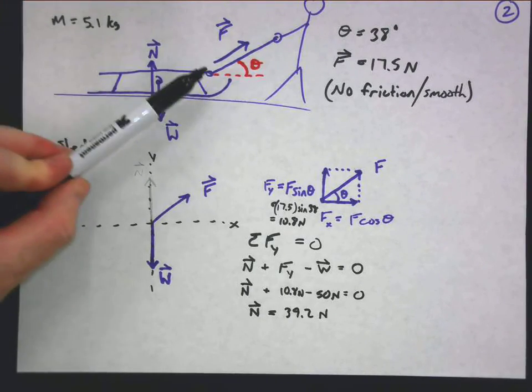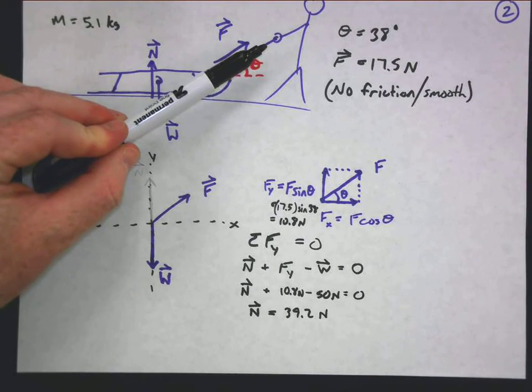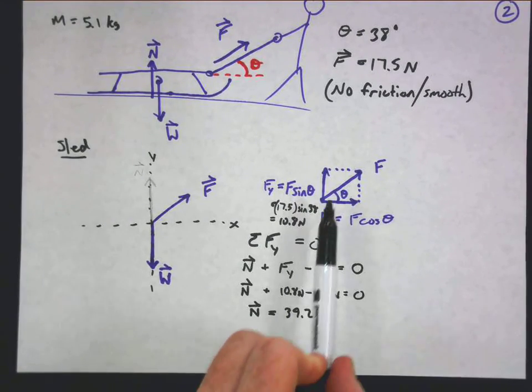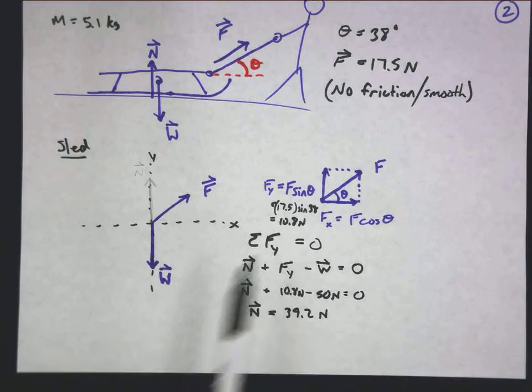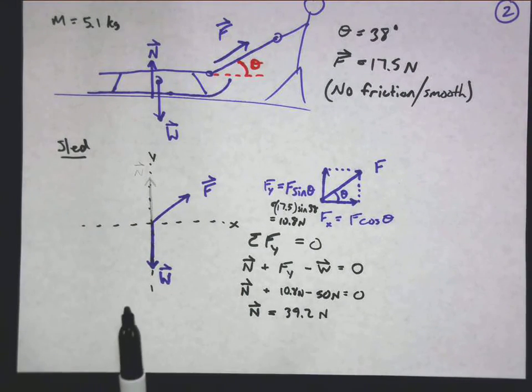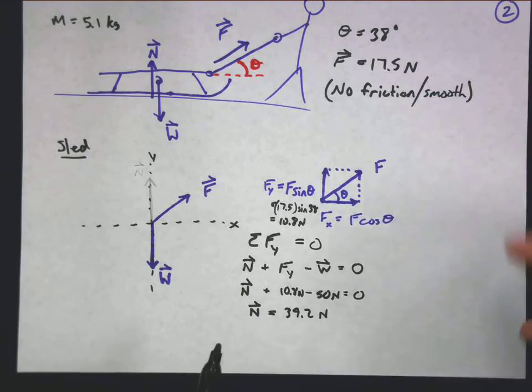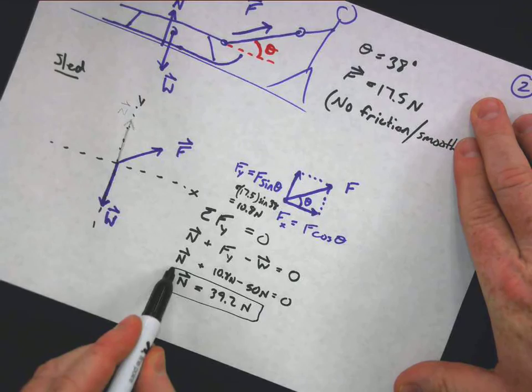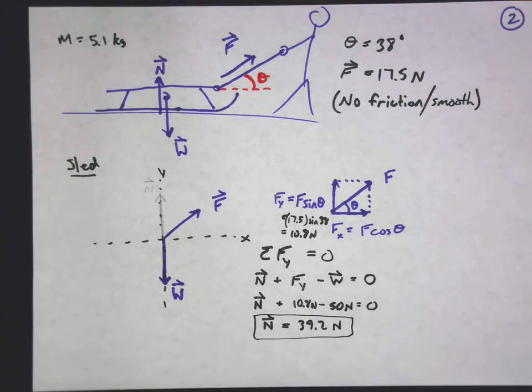And here's your thinking. Part of this pull from the child is acting to support the weight of the sled. The Y component is acting to help support the weight of the sled. Therefore, the ground does not have to support as much. And so the ground provides less support. So the normal force there is now different. It is reduced. Okay, that's pretty interesting.